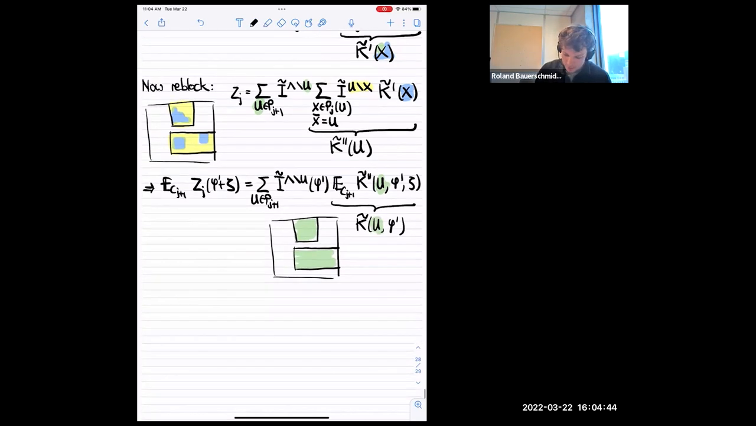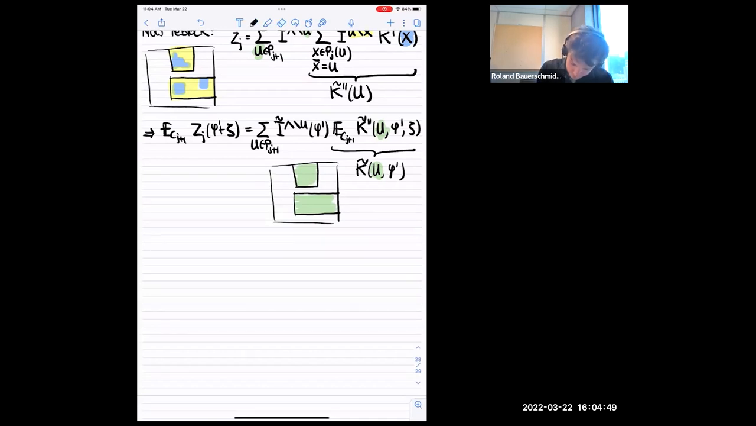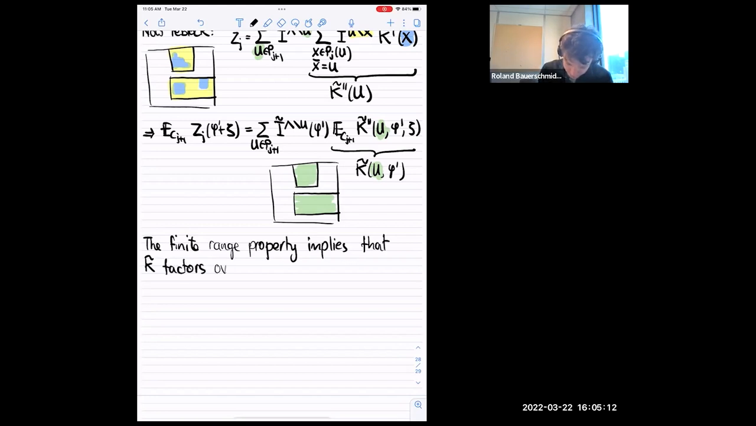And you can convince yourself that the finite range property implies that K tilde factors over components at scale J plus one. Why is that? Well, it's clear from the picture. All components have some distance between them. And these K tildes only depend on the fields inside this region, the green region U. So by the factorization property I explained earlier, the expectation factorizes. It's as simple as that.